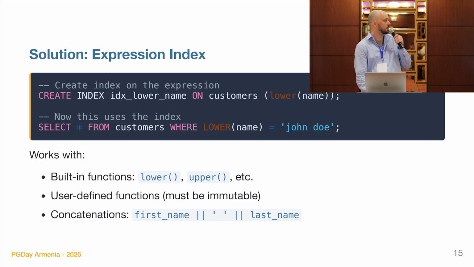It's useful for built-in functions, also user-defined functions. These functions need to be immutable, so we have to take care with date-time functions, for example, because we could be using timestamped data, and they are mutable, so it would not work for that. But for immutable functions, it works pretty well. And this is just an example of a concatenation expression that we could be using inside the parentheses here of the index definition.